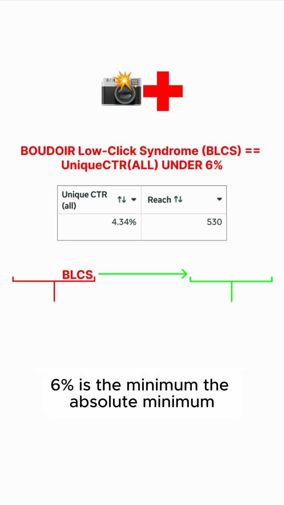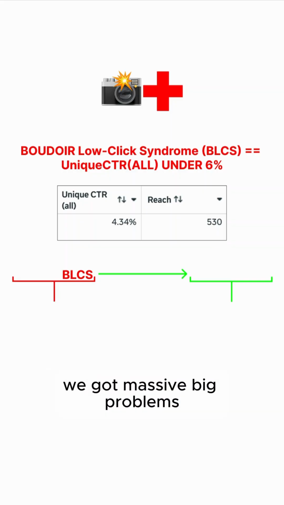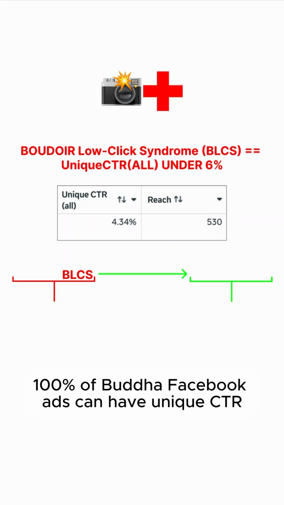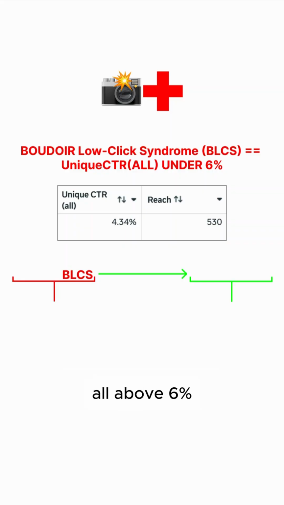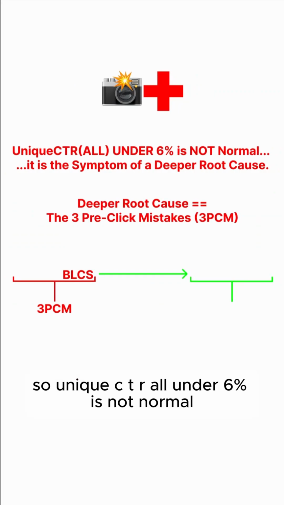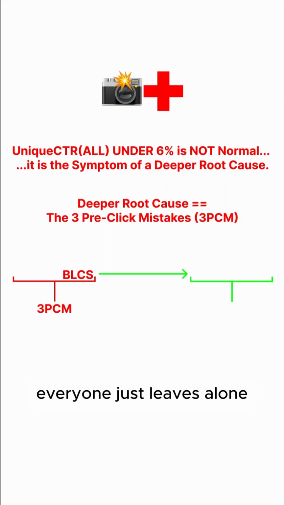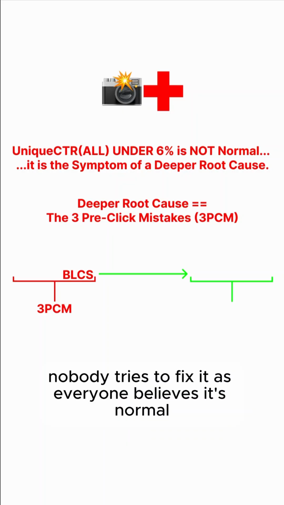6% is the minimum. The absolute minimum. If there's a unique CTR that's under 6%, we got massive big problems. 100% of Boudoir Facebook ads can have a unique CTR above 6%. So unique CTR under 6% is not normal. Super common though. Everyone believes it's normal. Everyone just leaves it alone. Nobody tries to fix it, as everyone believes it's normal.